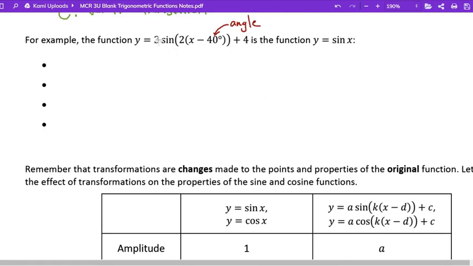So if we have this equation, let's talk about what type of transformations we have. Let's start with the R. Are there any reflections in either axis? No reflections. And I'm going to say why: since A and K are greater than 0.